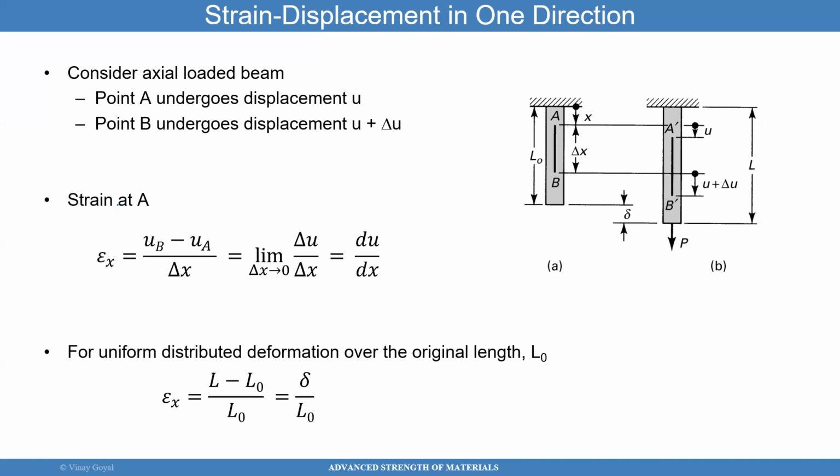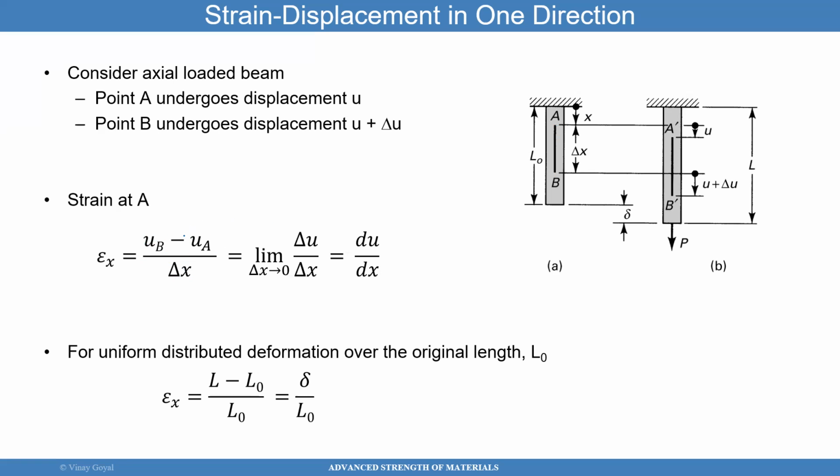So what is the strain at A? The strain at point A is basically the relative deflection of UB and UA. So UB minus UA tells me the change in length of that line segment AB divided by the original length delta X, which is the distance between A and B in the original configuration. So that's the original length, delta X, while UB minus UA is the relative deflection between A and B.